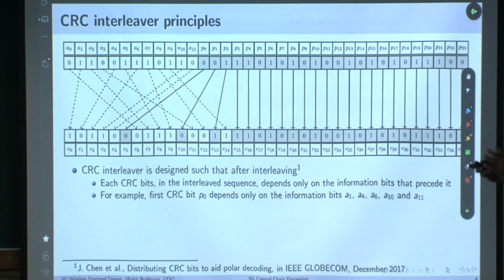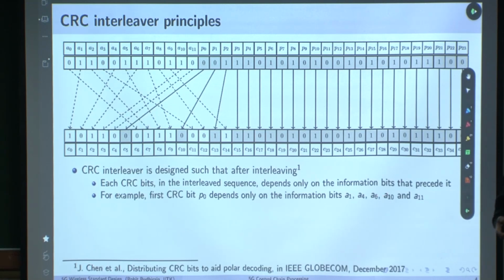Look at this, for example. This is the CRC bit. This is the 24-bit CRC, and this is the message. A0 to A11 is a 12-bit DCI, and we are appending the 24-bit CRC to it. Now, this parity bit P0 depends only on the information bits A1, A4, A6, A10, and A11. That's how the CRC polynomial is. Please understand that this CRC bit is generated only from these information bits.